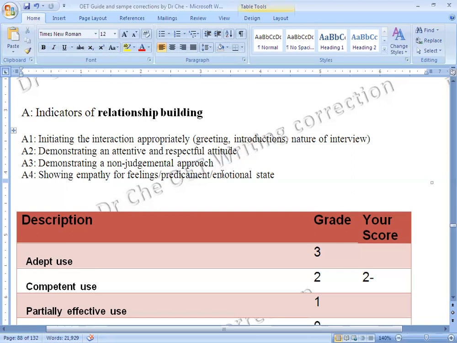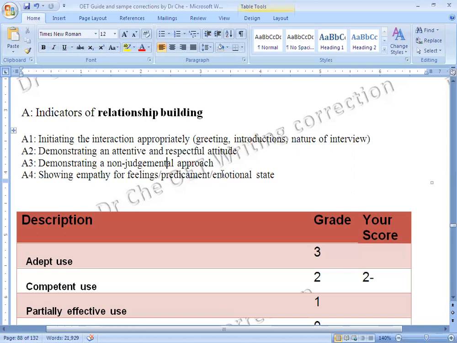For example, there is a case. The patient has Wilms tumor, that is a kind of kidney tumor. When you break this bad news: Okay, Mr. Che, according to the ultrasound report of your daughter, I'm really sorry to say that she has kidney cancer that we call Wilms tumor. Have you heard about that? This is a common question people use.